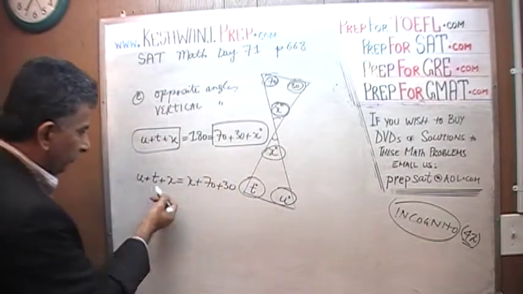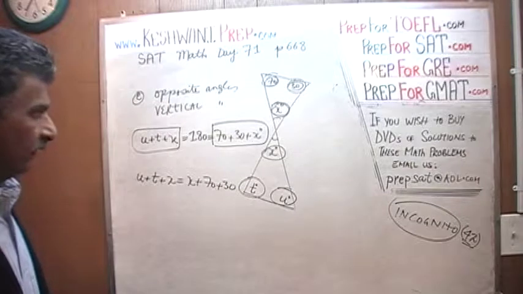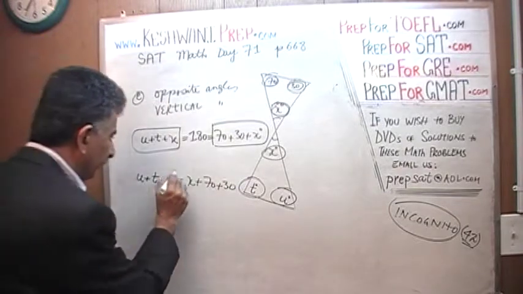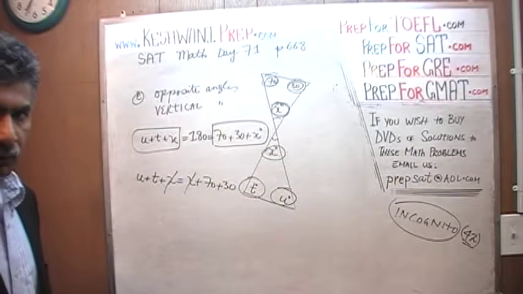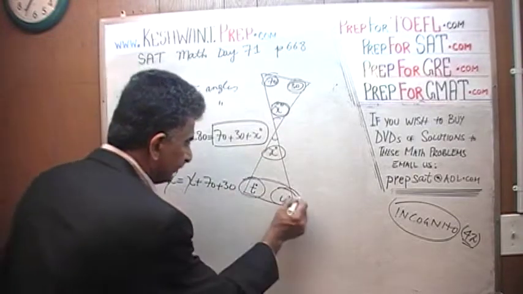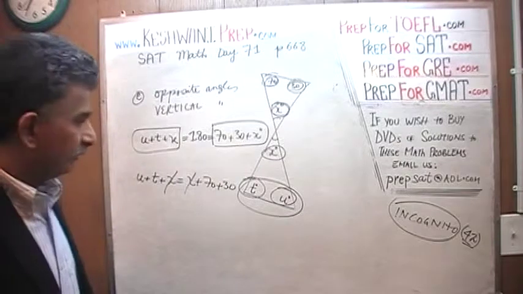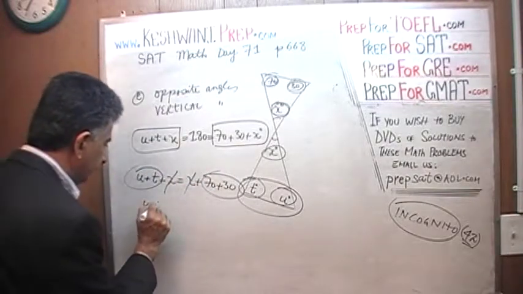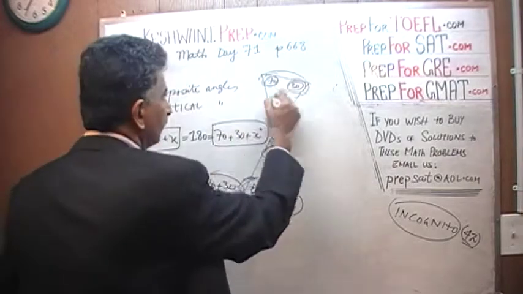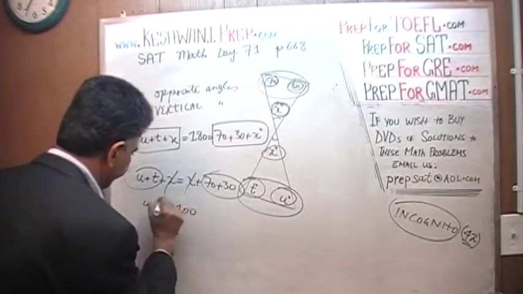We see x on both sides, which means it plays no role. If we subtract x from both sides, it disappears. So what we find is that the sum of these two angles, t and u, must equal the sum of those two angles. U plus t must equal the sum of these two angles, which is 100.